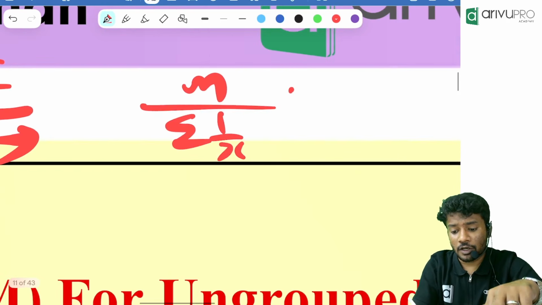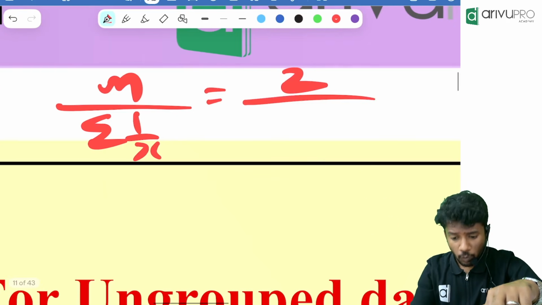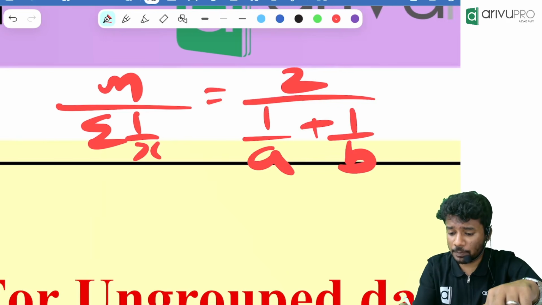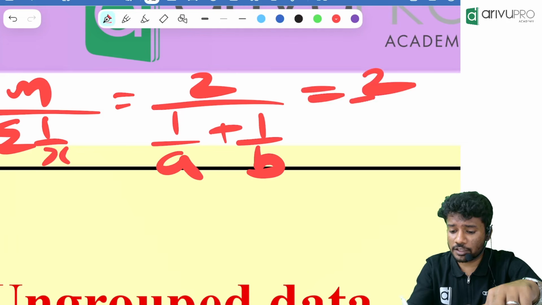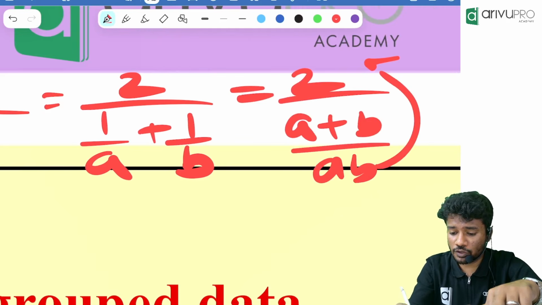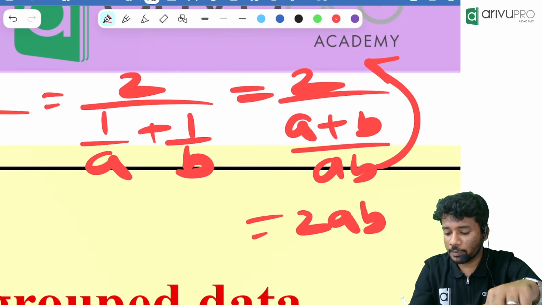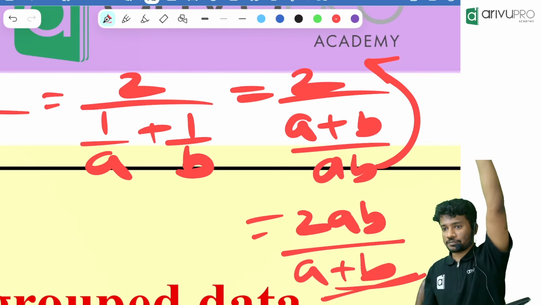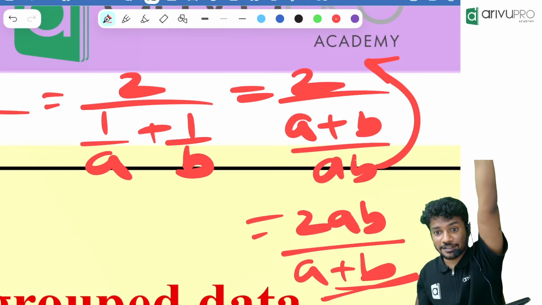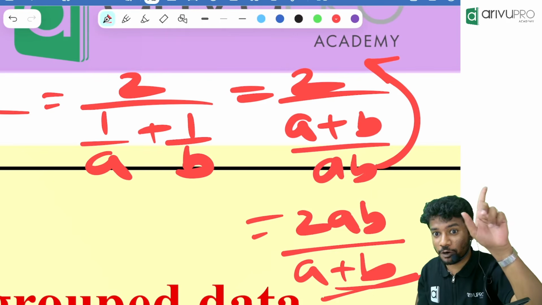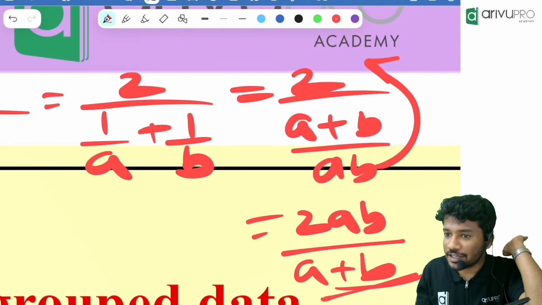For example, two speeds are there. So that means 2 divided by 1 divided by a, the first speed, plus 1 divided by b. Now take the LCM over here: 2 divided by a plus b divided by ab. This goes to the numerator. It will become 2ab divided by a plus b. So you had actually studied HM long back in 7th standard, but you never knew that was HM. That was the problem.